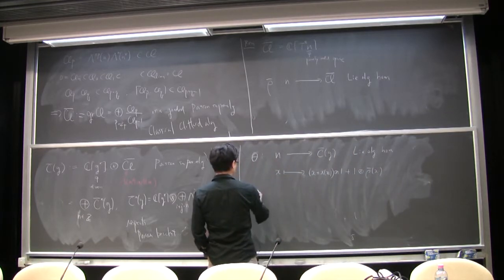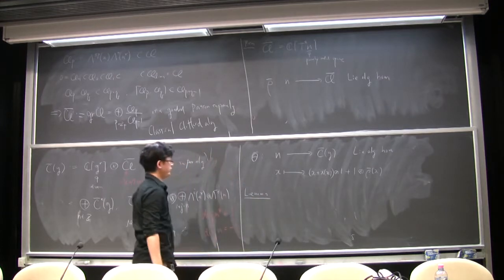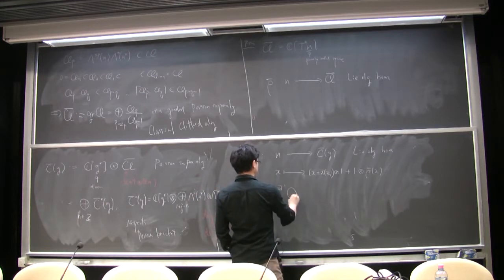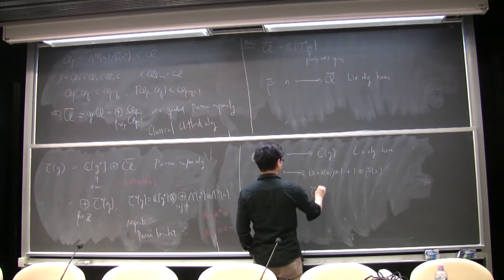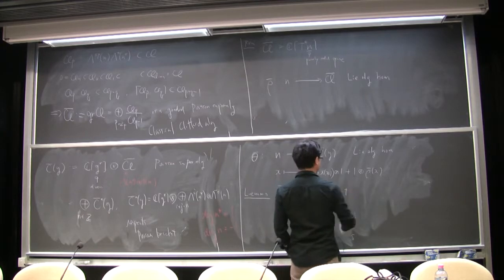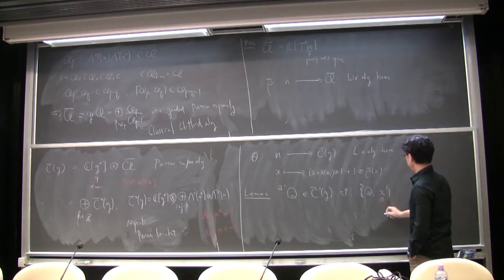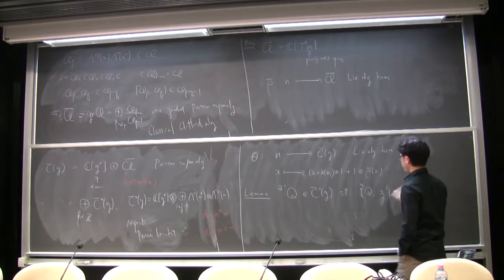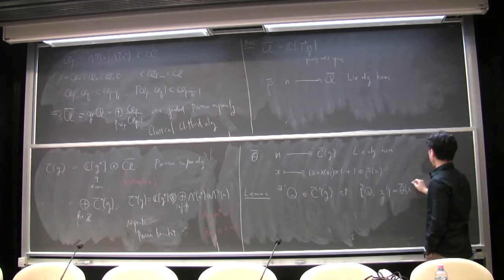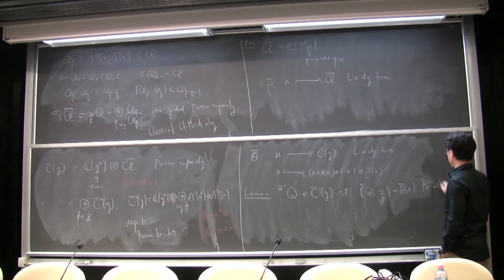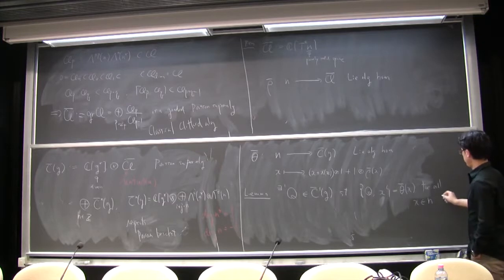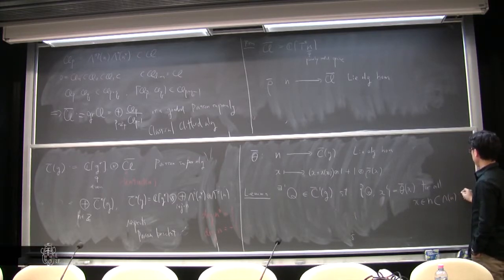And so then there is a unique element Q in C bar 1 G such that the Poisson bracket with an element x is, maybe it should be theta bar x here, for all elements of n, which I construct as a subset of the Grassmann algebra, which is the subalgebra of the classical Clifford algebra.